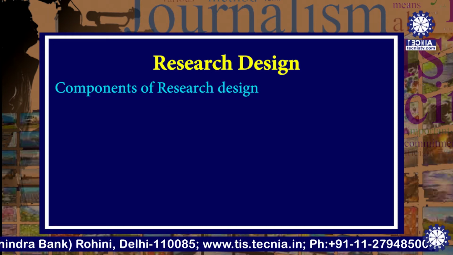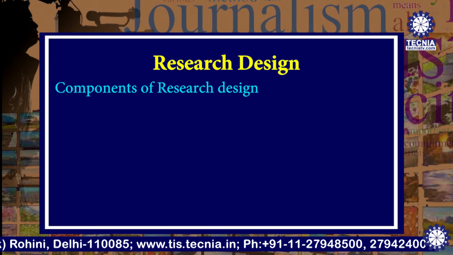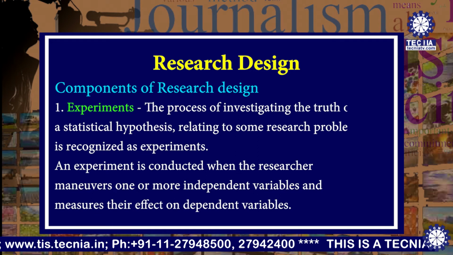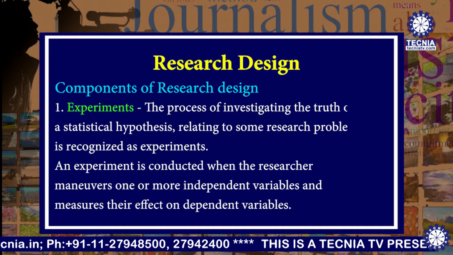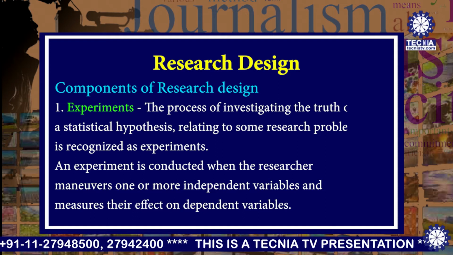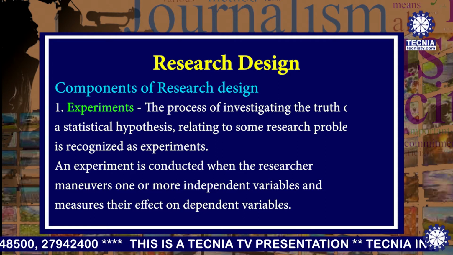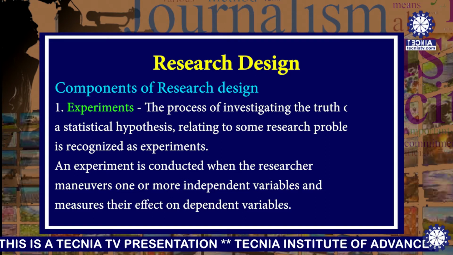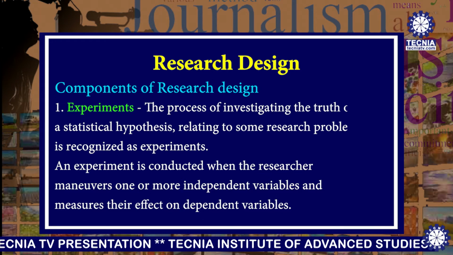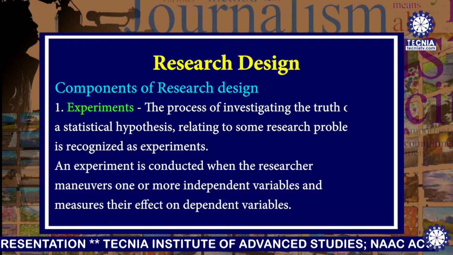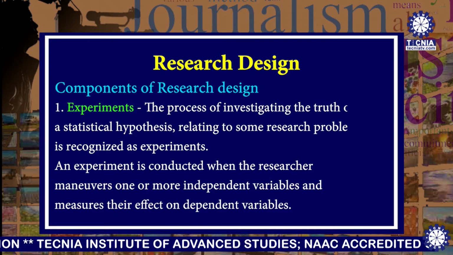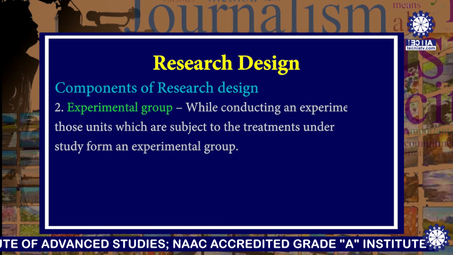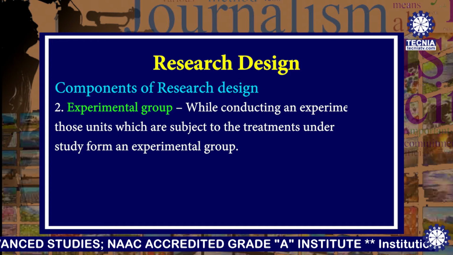Now, I am explaining the various components of research design. The first one is the experiment. The process of investigating the truth of a statistical hypothesis relating to some research problem is recognized as an experiment. An experiment is conducted when the researcher maneuvers one or more independent variables and measures their effects on dependent variables. The second component is experimental group.